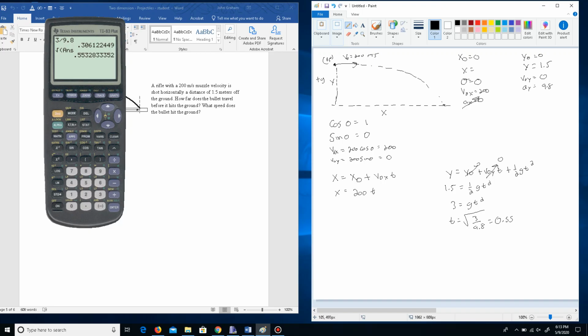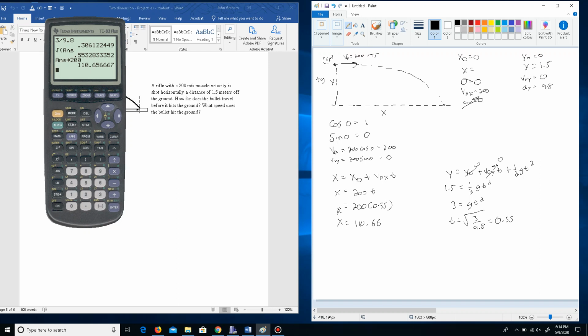And then we come over here, 200 times 0.55 for the time. And we get 110.66. Right, so at time 0.55, this bullet has gotten down to 1.5 meters and has gone 110 meters across.